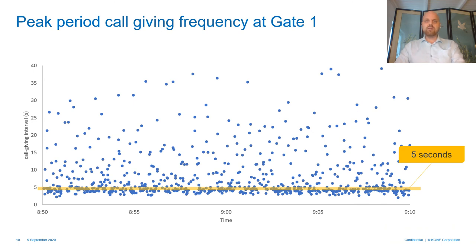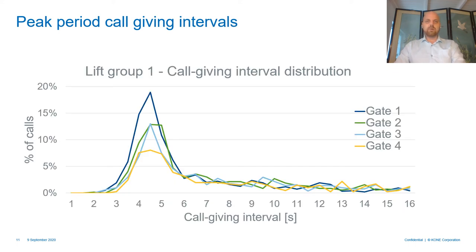This graph shows call giving interval, which is time between 2 calls at 1 gate. In y-axis, we have call giving interval in seconds, and in x-axis, we have time of the day. 5 seconds is highlighted here. Call intervals are mostly concentrated between 3 to 5 seconds. When looking at call giving interval distribution per gate during same period, where in y-axis we have percentages of calls given through specific gate, and in x-axis we have call giving intervals, most calls were given between 3 to 5 seconds. Gate interaction time of 3 seconds can be used when estimating amount of needed call giving devices.